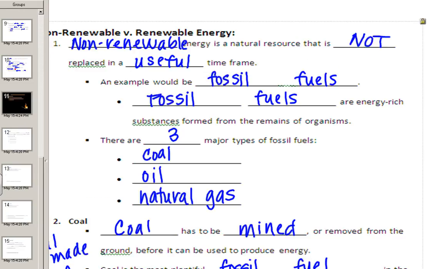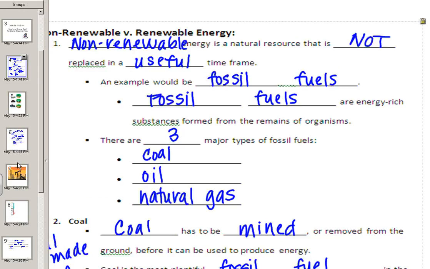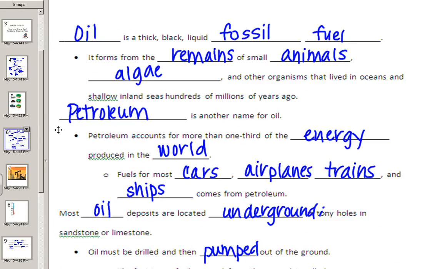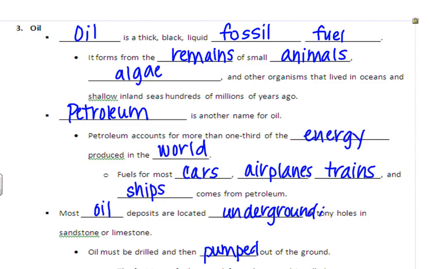We talked about oil and how oil is also formed from the remains of small animals, algae, and other organisms that lived many, many millions of years ago. And then that petroleum is another name for oil, and that it powers at least 1/3 of the energy that's produced in the world, used for cars, airplanes, trains, and ships.